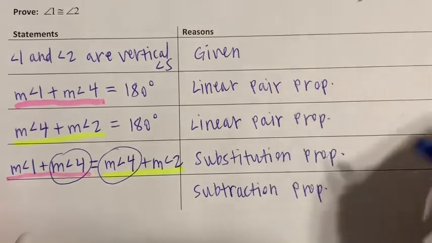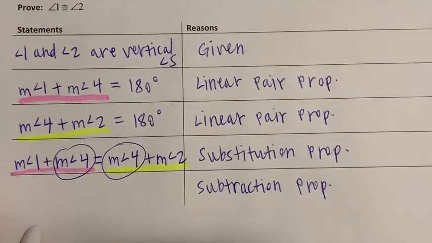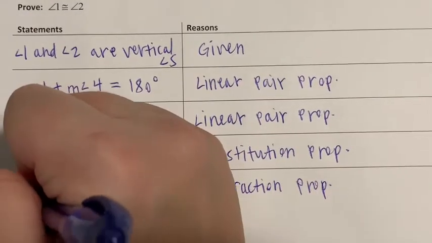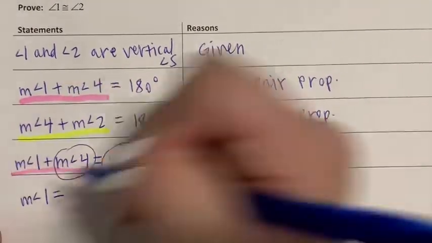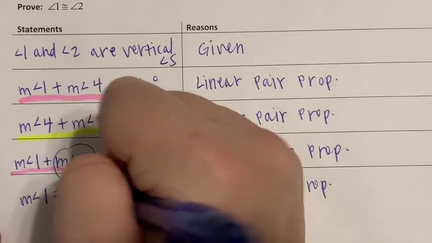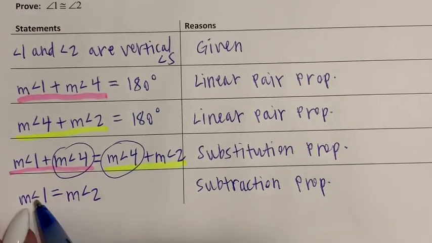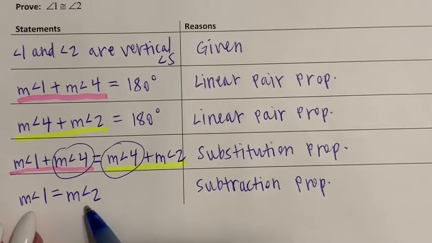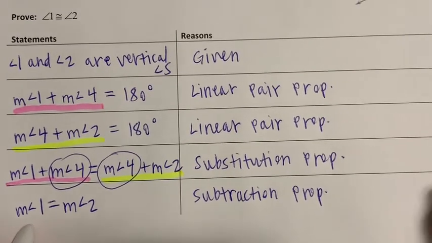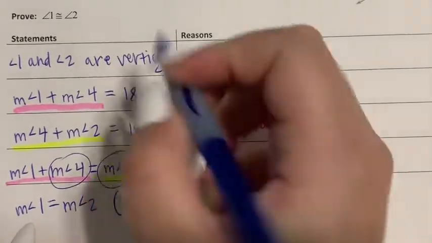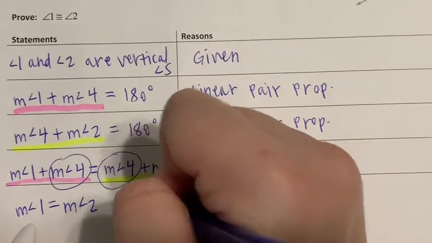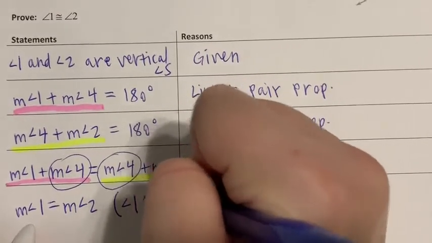And by subtracting the measure of angle 4 from both sides, I'll be left with the measure of angle 1 being equal to the measure of angle 2. And that's essentially what we were trying to prove. Here we're using measures to talk about their specific angle measures. What it wanted us to prove is that they're congruent. So we could also write it this way. Angle 1 is congruent to angle 2.